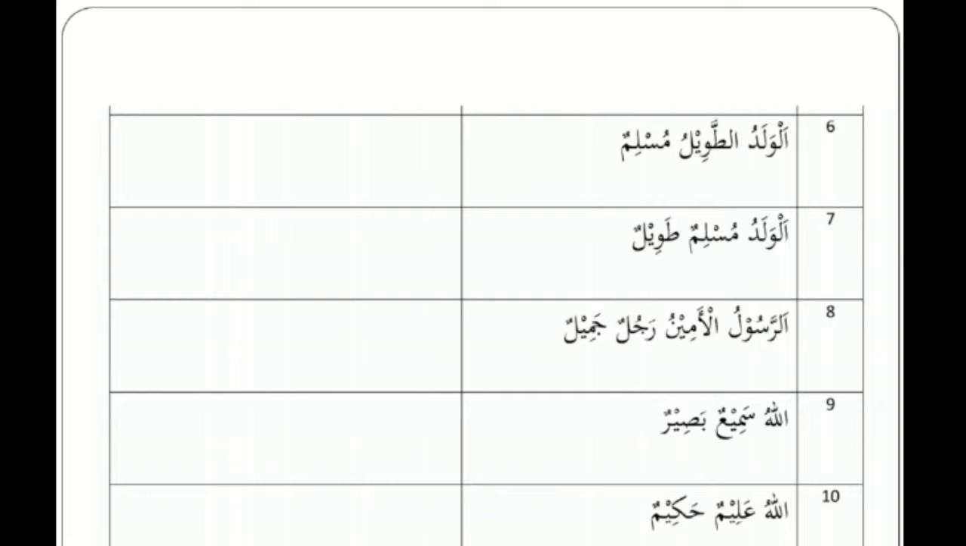Next one, let's read together. Al-waladu muslimun tawilun. Translation. The boy is a tall Muslim. What's the label on al-walad? Mubtada. Where's the khabar? Muslimun. And tawil is the sifa of the mawsuf, which is Muslim. Let's read the next one.